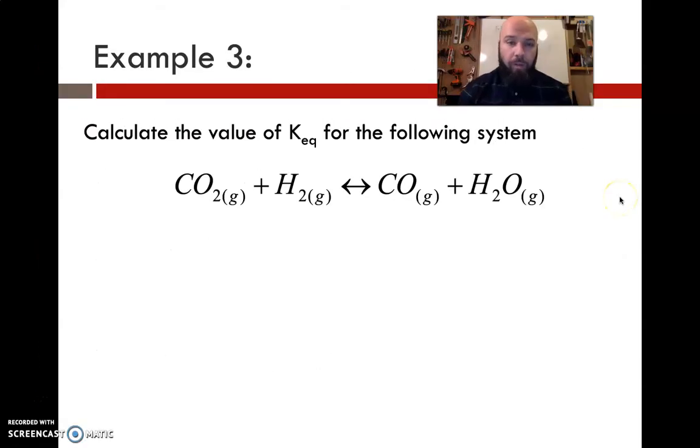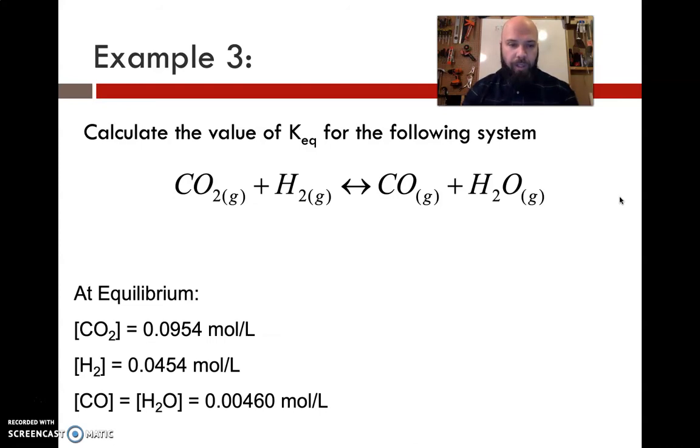Okay, for the third example, we're going to look at a question where they give you quantitative values. It says calculate the value of Keq for the following system. Note that we don't have any coefficients here. It's a 1-to-1 to 1-to-1 ratio, and you are given in this equation that at equilibrium, the concentrations of all four species are that value below. So write out your equilibrium expression and solve for Keq.